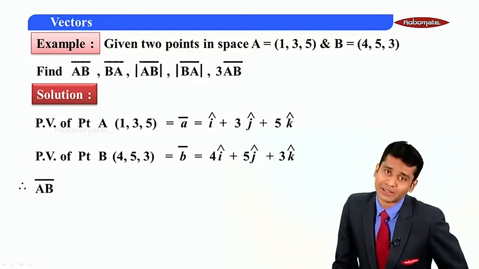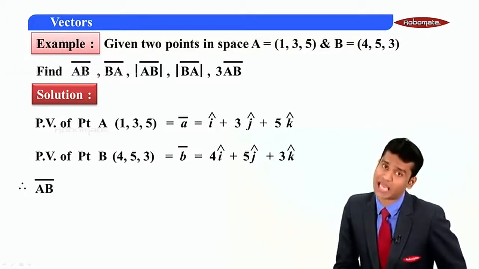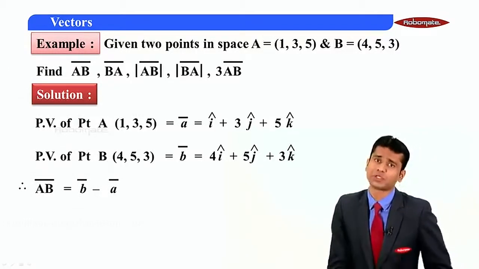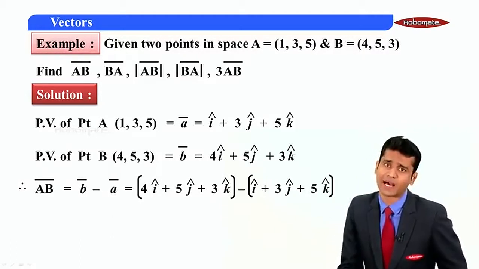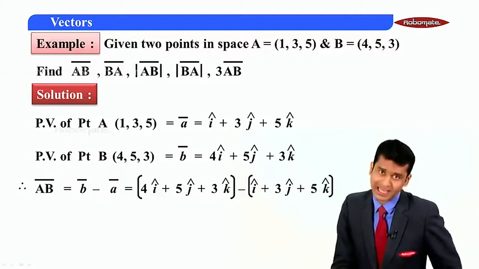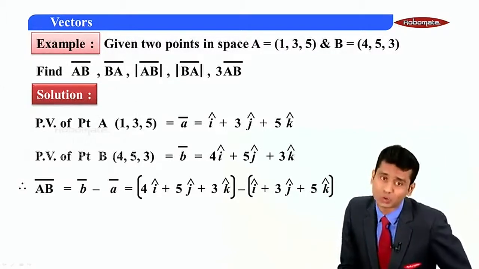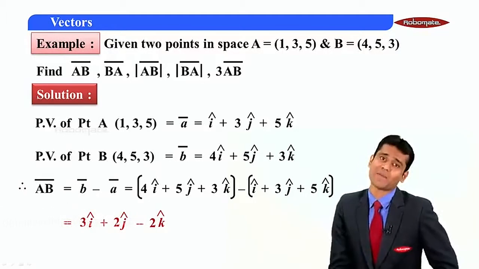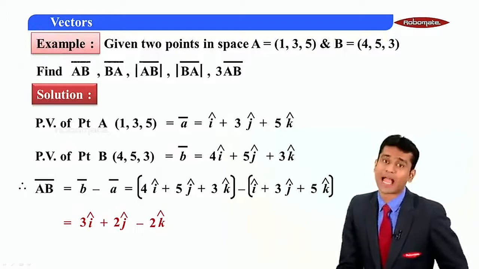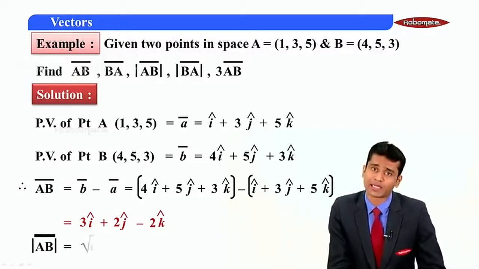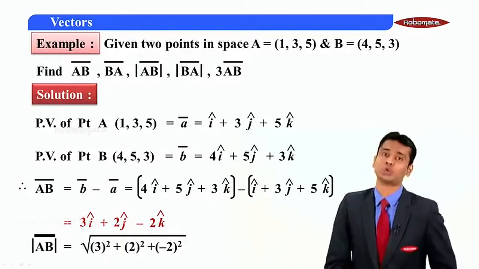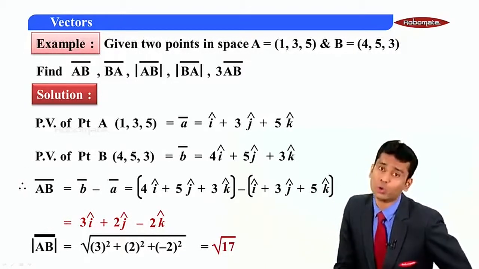Magnitude of a bar, we don't want to find here, so we'll directly find AB bar. AB bar is nothing but b bar minus a bar. Substitute the values of b bar and a bar. Now simplifying it, what do we get? 4i minus i is 3i, 5j minus 3j is 2j, and 3k minus 5k is minus 2k cap. Now magnitude of AB bar is root of 3 square plus 2 square plus minus 2 square. So it is equal to root 17.